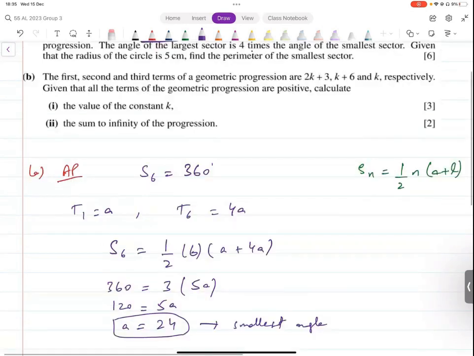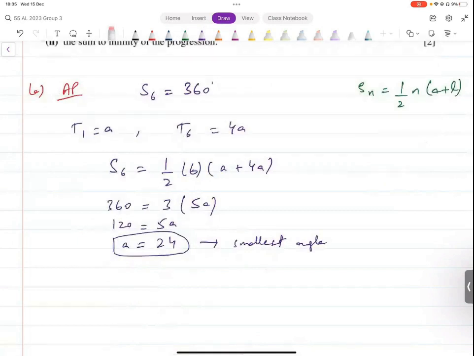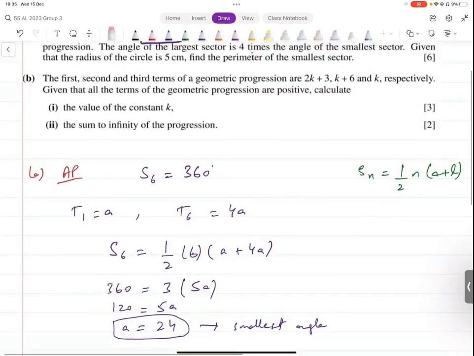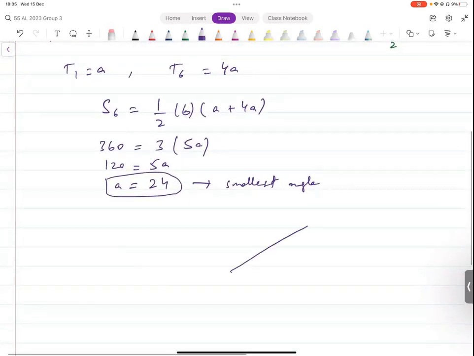ठीक है, अब उसने क्या कहा है, angle of smallest sector, you can say you have the smallest angle. उसने कहा find the perimeter of the smallest sector. Perimeter of the smallest sector, now it's a sector that looks like this.